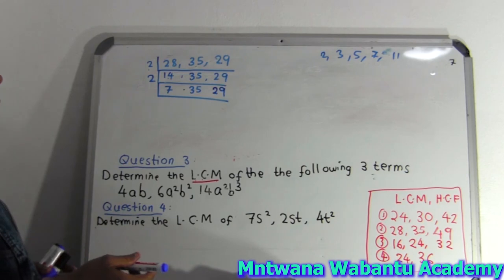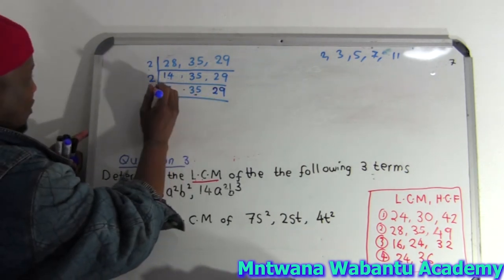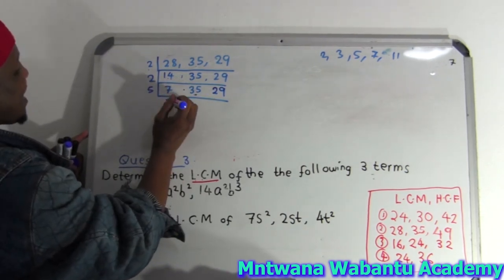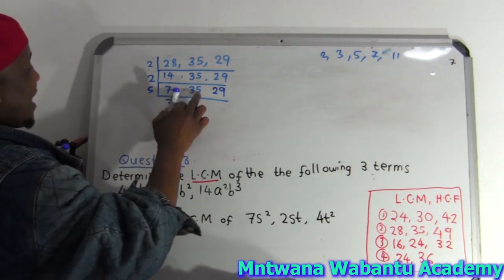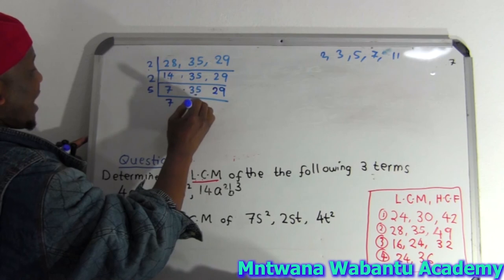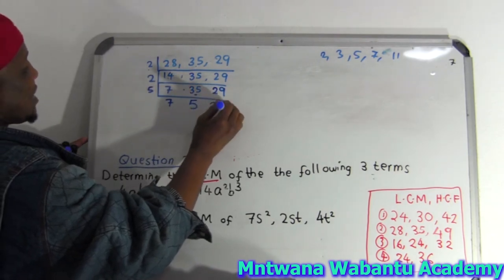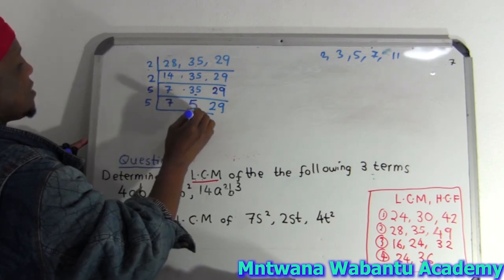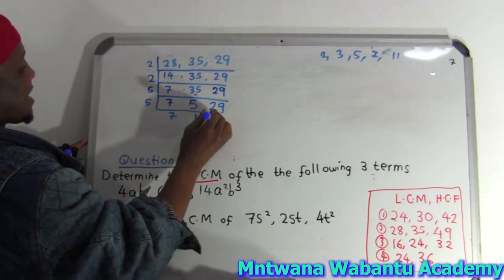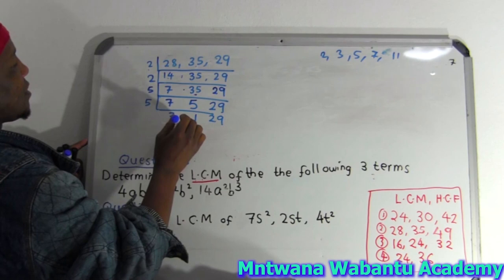Now we go for 5. Yes, this one is going to go. So we write here 5. This is going to be 7, because 7 divided by 5 is going to be a remainder. So write your 7. 35 divided by 5 is going to give you 5. And this is going to stay 29 now. Or we can do 5 again. 5, this is going to give you 1, write your 7 exactly, and 29.